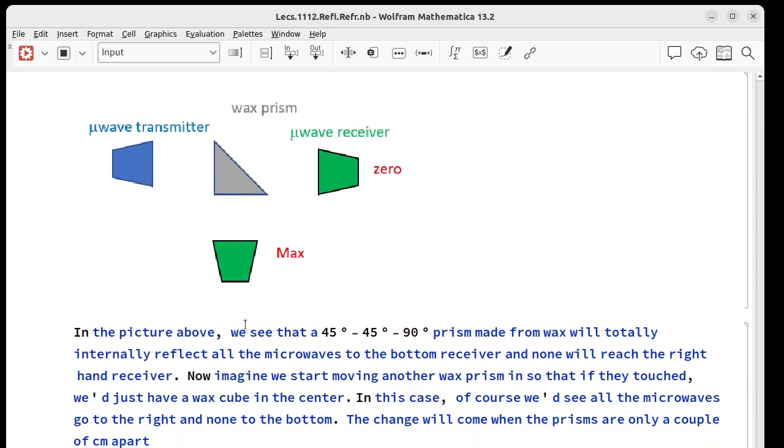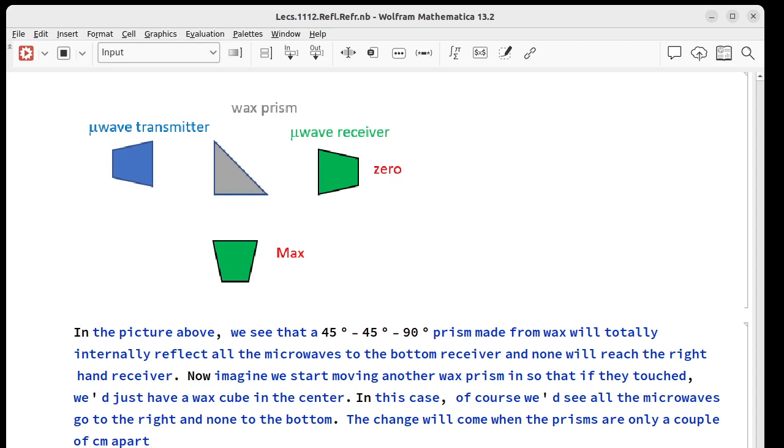Now, what about if we add another one of these prisms, this 45-45-90 prism? We put it here, and we notice if we get it close enough, what we start to see is we're not getting any more out the bottom. It's all going straight through. Even though there's this gap here, if there was no gap at all, we'd just have a straight cube, and we would expect the microwaves to go straight through just like light goes straight through a window.